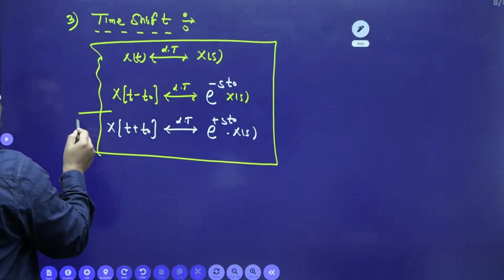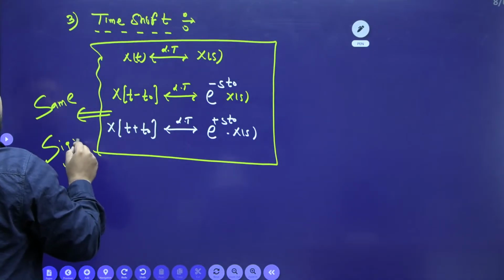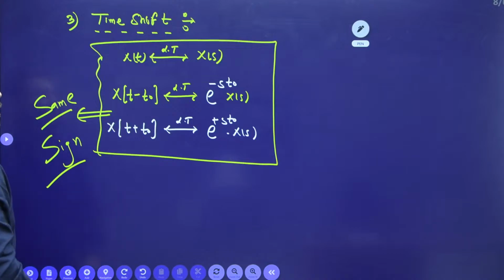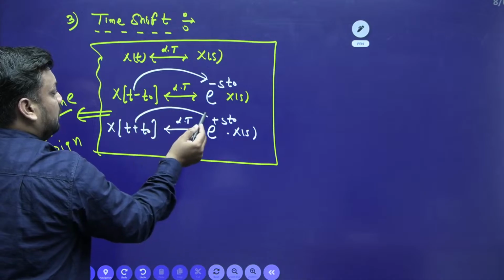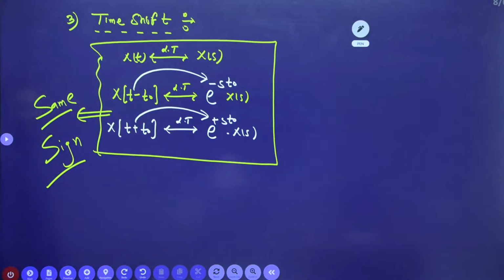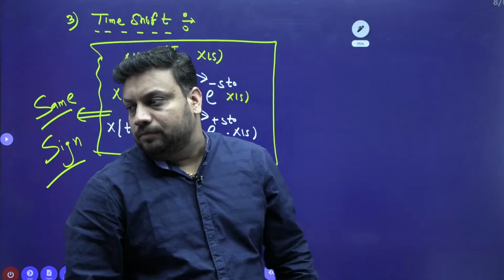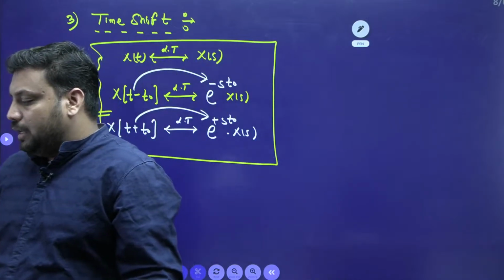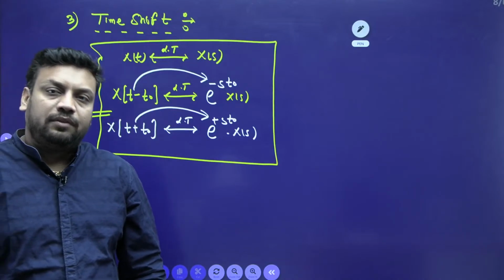Time shifting property always carries the same sign. Because of the minus sign here, the minus sign is also reflected there. Because of the plus sign here, the plus sign is also reflected there. x(t - t0) has Laplace transform e^(-s t0) X(s). x(t + t0) has Laplace transform e^(s t0) X(s). I hope this part is clear. Time shifting has the same sign, and frequency shifting has the opposite sign.